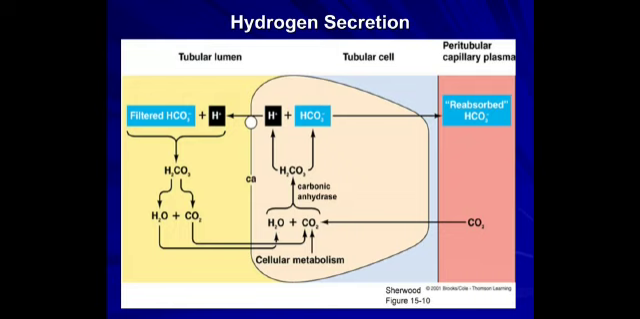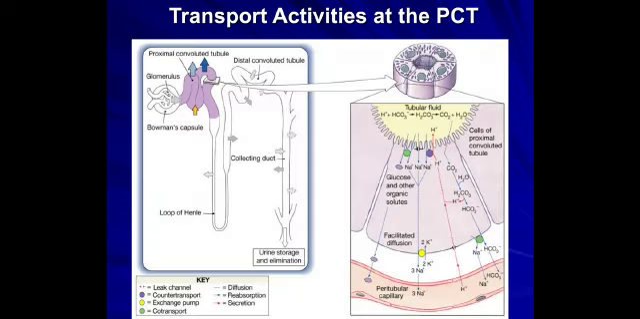So this is how the whole reaction happens in the tubular cell: water combines with carbon dioxide due to cellular metabolism reactions, forms carbonic acid, which dissociates into hydrogen and bicarbonate, and the hydrogen is exchanged for sodium. The remaining bicarbonate is reabsorbed and the hydrogen ion is filtered. Transport happens mainly because of the sodium hydrogen exchanger, which is a secondary active transport.